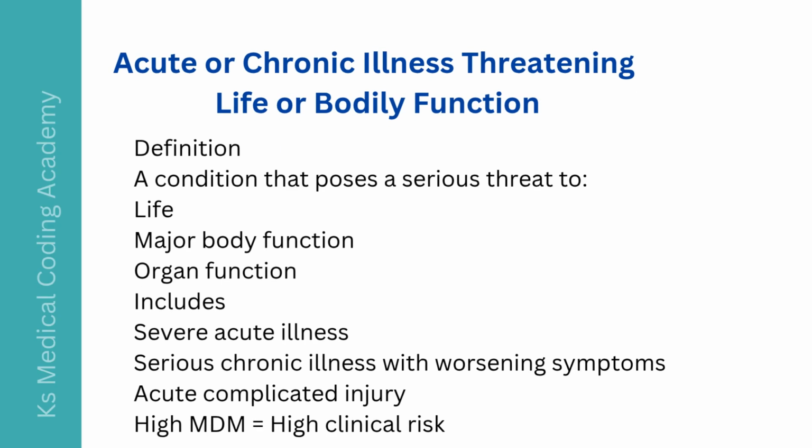This category represents the highest level of complexity in the COPA element. It includes acute or chronic illnesses that threaten the patient's life or a major bodily function. These patients require urgent evaluation and aggressive management. Examples include severe acute illnesses, worsening chronic diseases, and complicated injuries. These conditions usually support high medical decision-making.